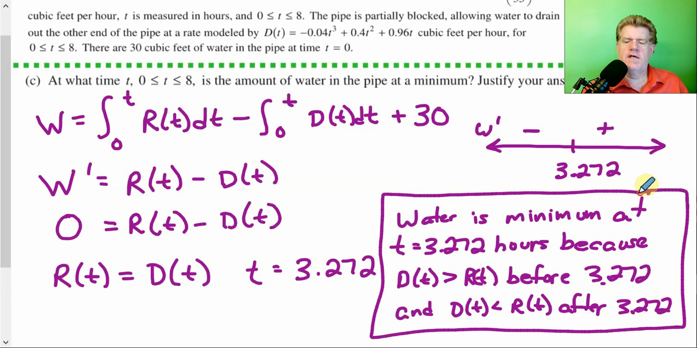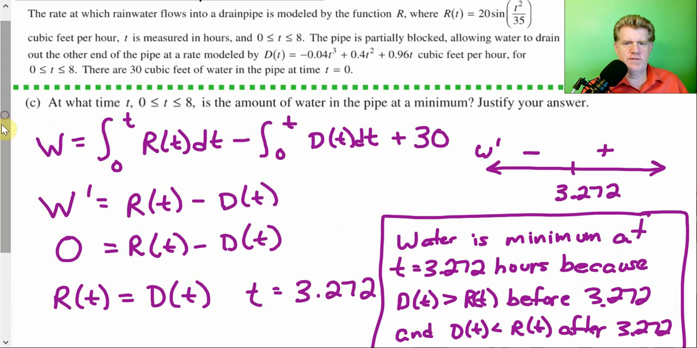The other way to justify it, and you can see that on the actual scoring rubric, is because they're asking for an absolute minimum, you can just test this point and test the endpoints, test 0 and test 8, and see where the lowest value is. But to me, this is an easier thing to do because if I can show this is the minimum, then it has to be an absolute minimum because it's the only time that those two graphs intersect each other in the interval 0 to 8.